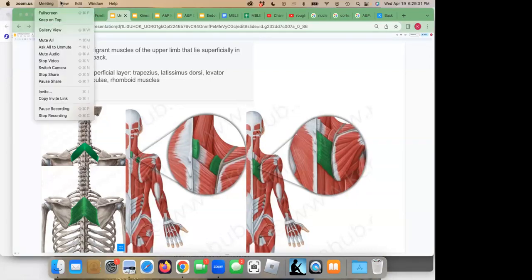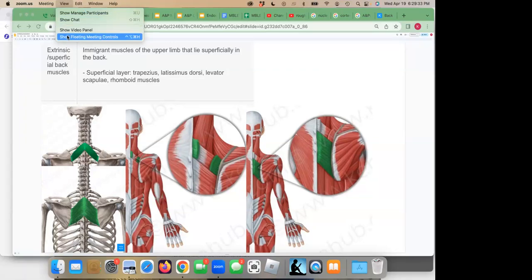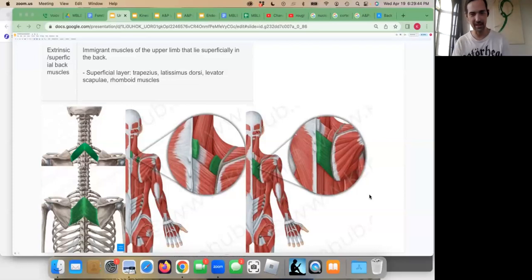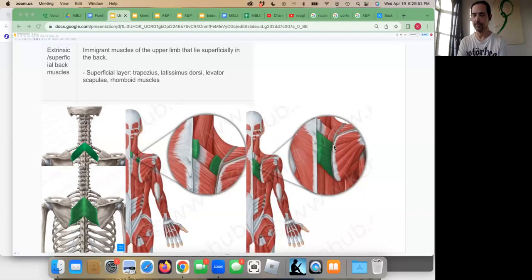Can you repeat the question? Yes. First of all, can somebody who heard the question unmute and answer? Going once, going twice. No. Okay. So the question is, would the fibers of the rhomboids elevate, pulling the scapula up, or depress, pulling the scapula down?